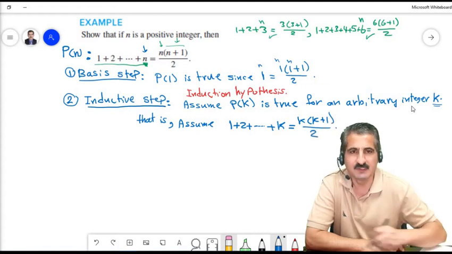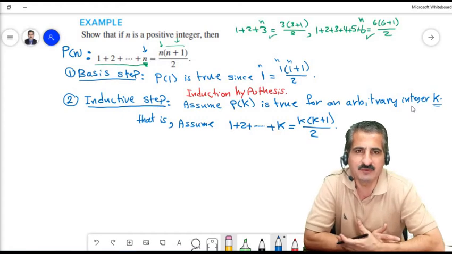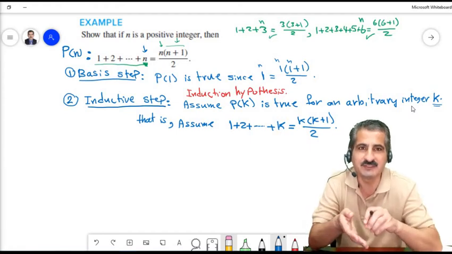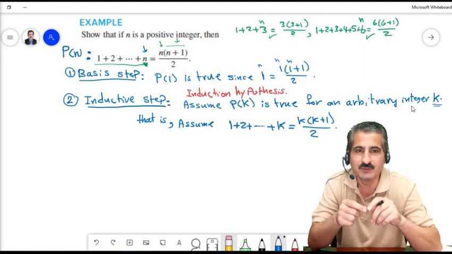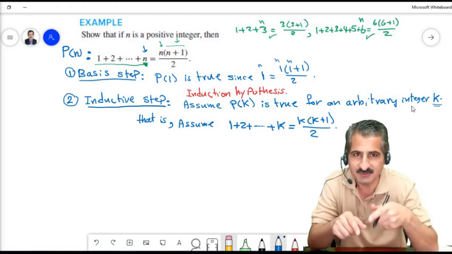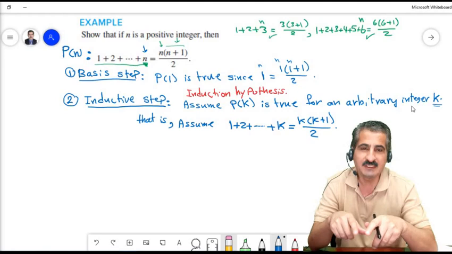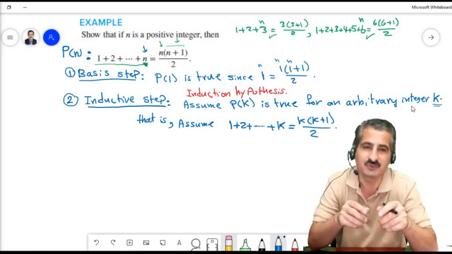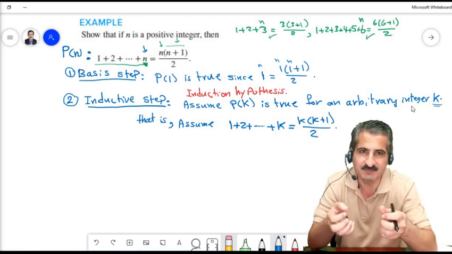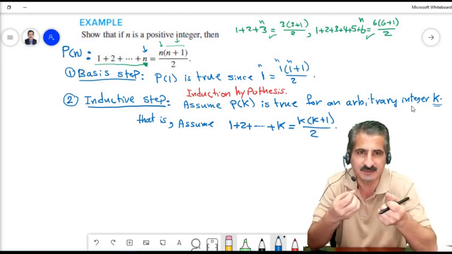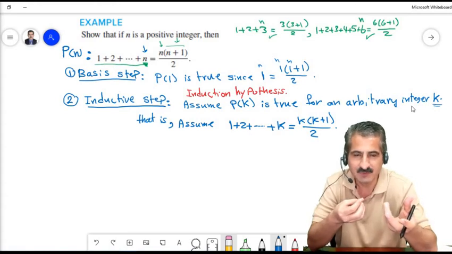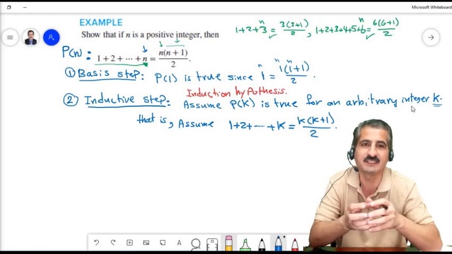Now you may say, okay, how come you assume that thing? We are trying to prove it. How come you are assuming it is true? No, we are not assuming this is true for itself. We want to show that under this assumption, we said assume, right? Under this assumption, we will show that P of K plus 1 is true. So we will have this assumption in hand temporarily to show that it is true for K plus 1. Once we do this, then we have the inductive step.